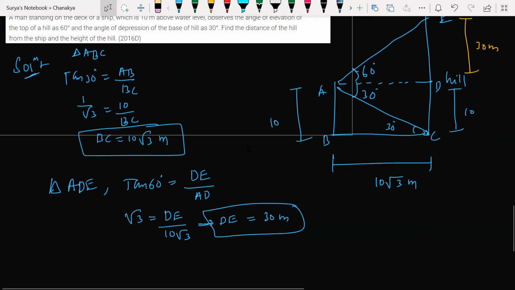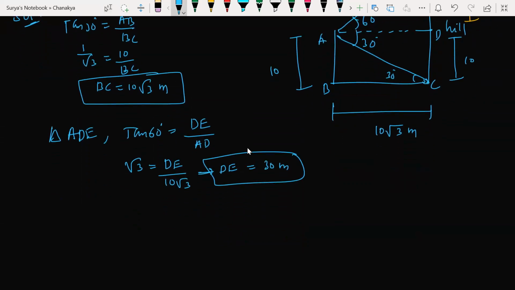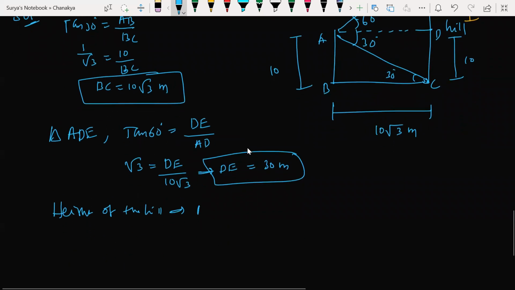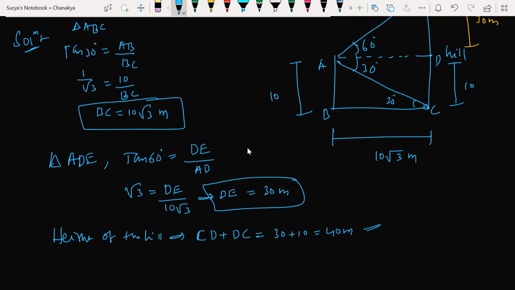Height of the hill is what? 40. Height of the hill is CD plus DE, 30 plus 10 is equal to 40 meters. How will we calculate the distance here? Sir, 10 into 1.732, so it comes to 17.3. So that is the distance of the hill from the ship.